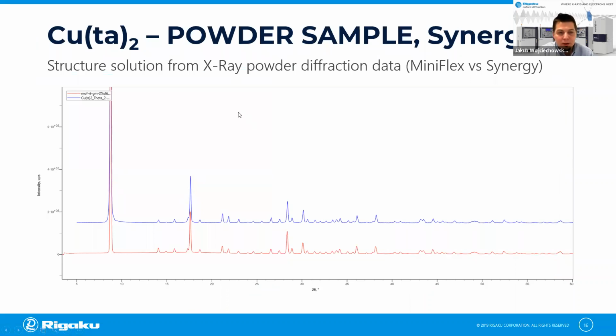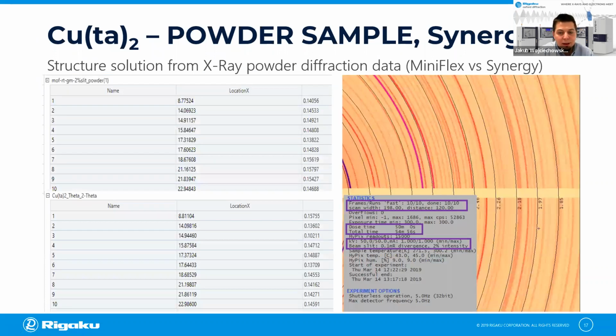So the blue one is from MiniFlex, and the red one is from Synergy. So this is a close up to show you the results. And this is the frame from those measurements. I used what we call Gandolfi scans, to smooth out the powder even more. So it is the same technique that moves phi and omega at the same time to randomize the sample rotation. It took me less than an hour.